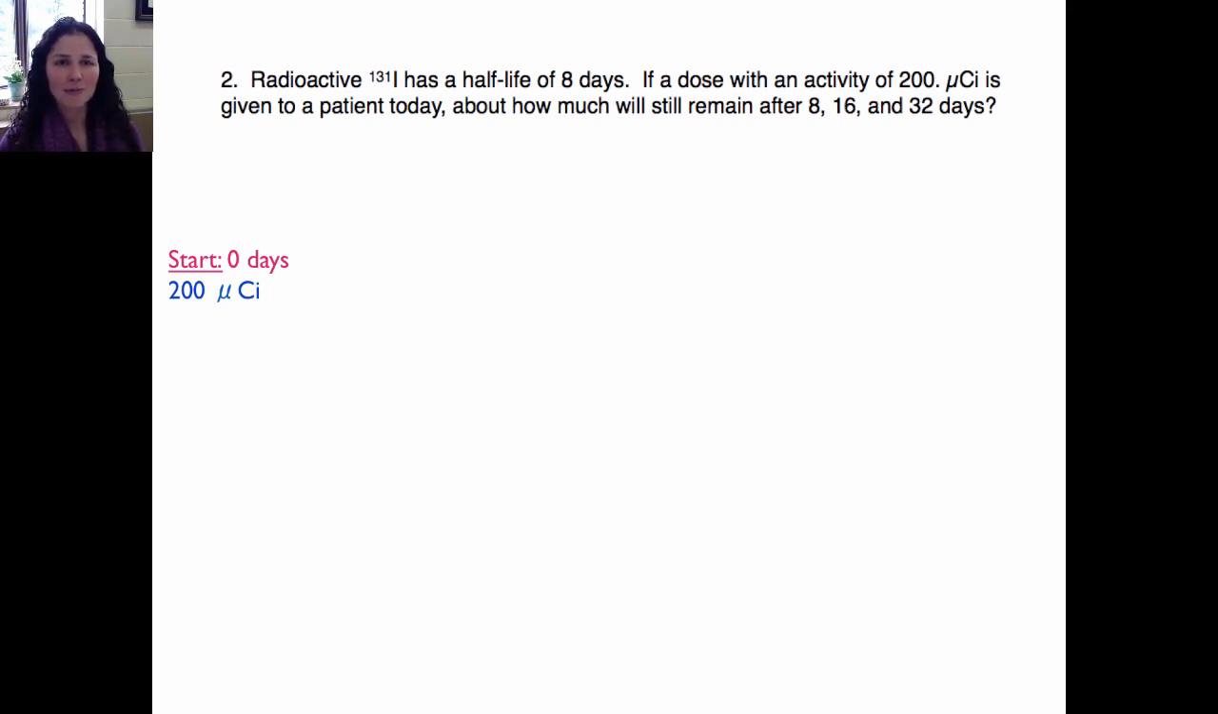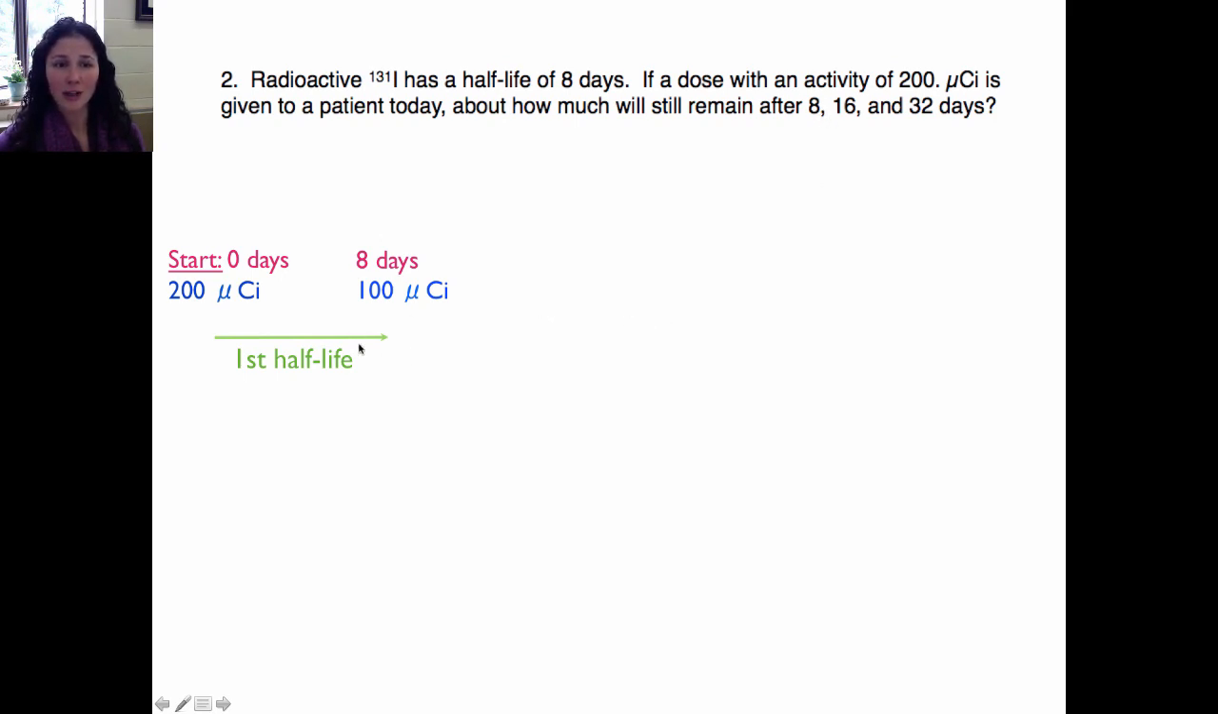And then ask yourself, after one half-life, how much would I have left and what is the time? So after one half-life, you would be at 8 days and you would have half of your original starting material left. So you would have gone from 200 microcuries to 100 microcuries. Please note that there is a decimal here, so I should have put a decimal in both of these numbers. So there are 3 significant figures. So that would answer my question for 8 days.